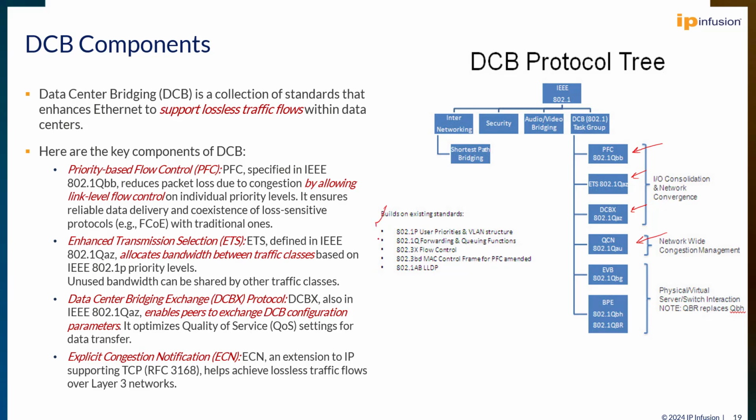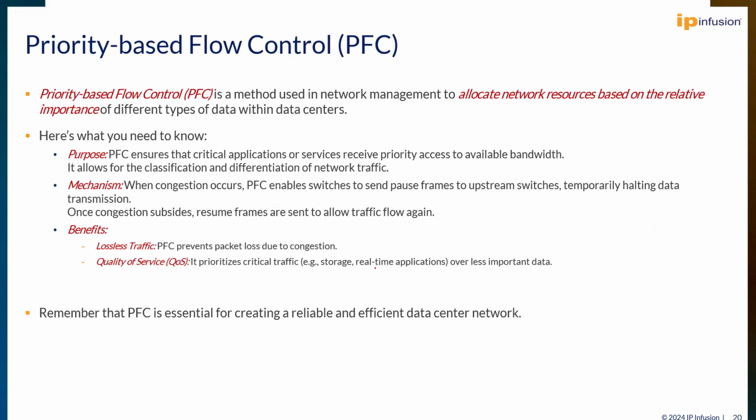All of them are built on the standards that are available in networking, let's say. But each one of these, I'm going to take a look at them a little bit in more detail. So the first one is PFC. Like I said, we are going to allocate network resources based on the relative importance of different types of data within the data center. PFC is kind of a marking mechanism in this case, of course. It's going to make sure that the classification is going to be done correctly.